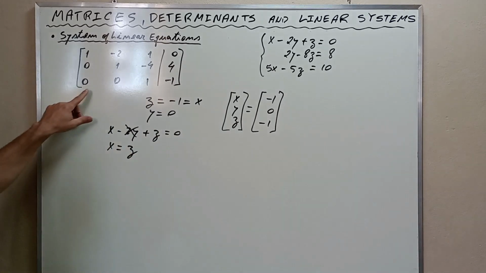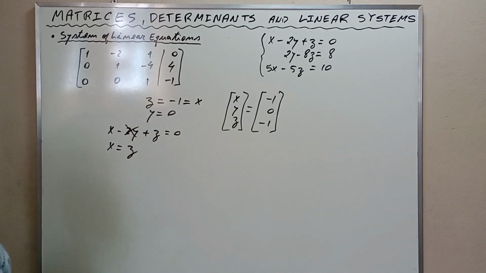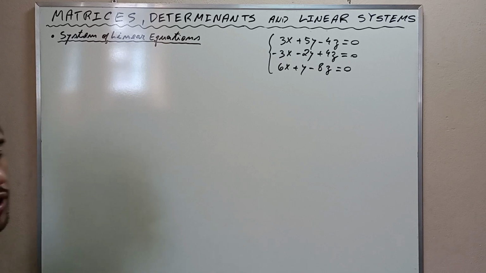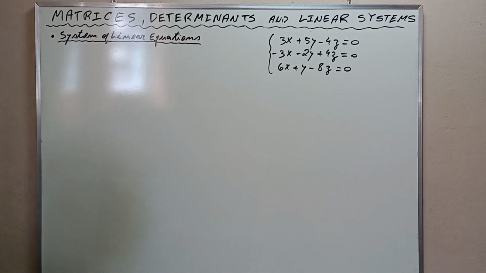When we reduce the augmented matrix to its echelon form, we can immediately find the solution of the system. To finish, let's consider this last example. Using the echelon form of the augmented matrix, state whether the following system has a non-trivial solution. Let's go to the solution.